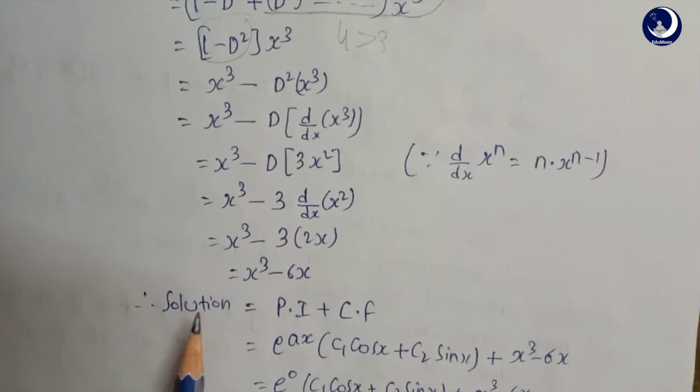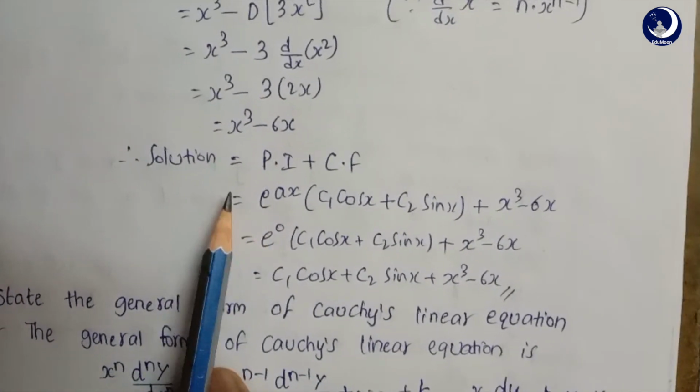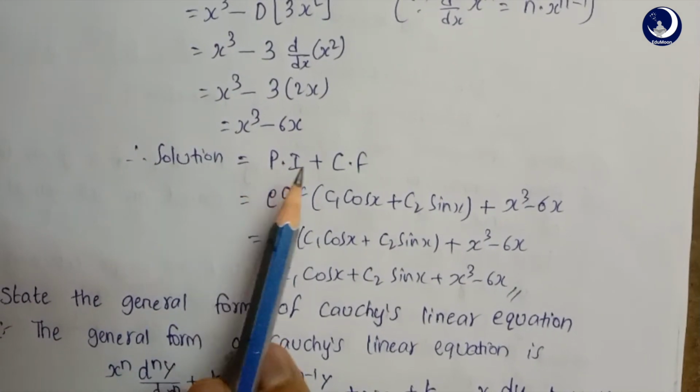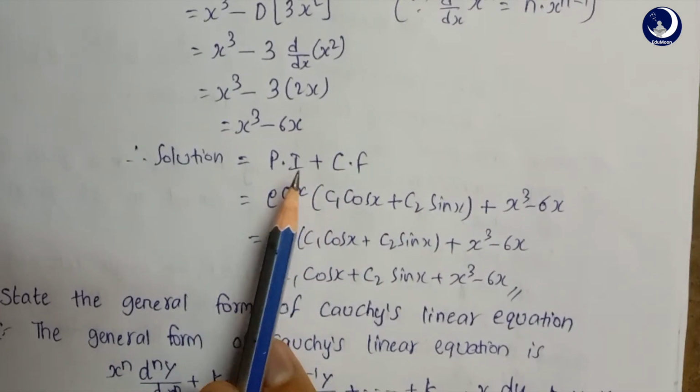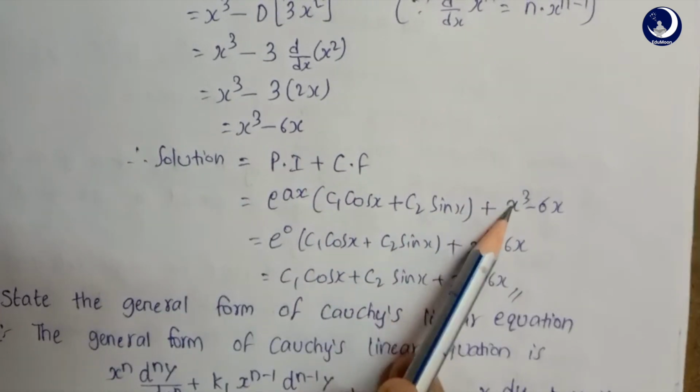Suppose if they ask for the total solution, then we have to find it like this. Total solution is PI plus CF. PI is what we already got for the given question, x cube - 6x.